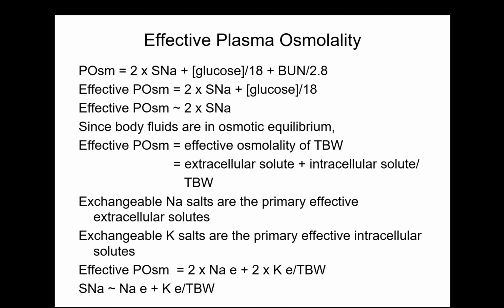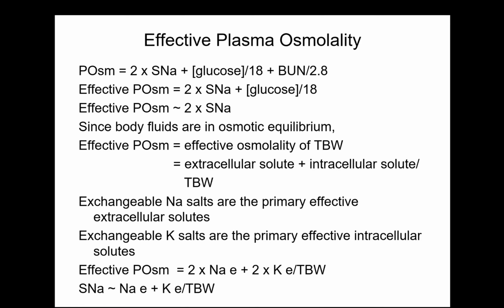So remember the formula for plasma osmolality is 2 times sodium, just to take care of the anion and the cation part. And we can ignore in this formula potassium because plasma potassium is so much lower than serum sodium. Plus glucose divided by 18, and 18 is just the fudge factor to change glucose from milligrams per deciliter to millimoles per liter, plus BUN divided by 2.8. Once again, that's the fudge factor.